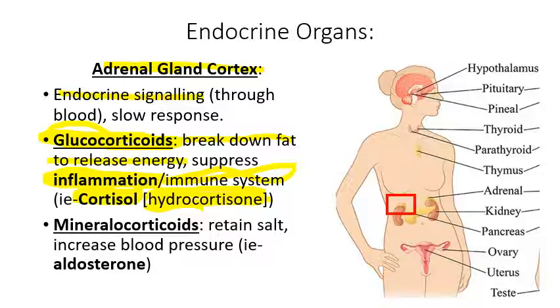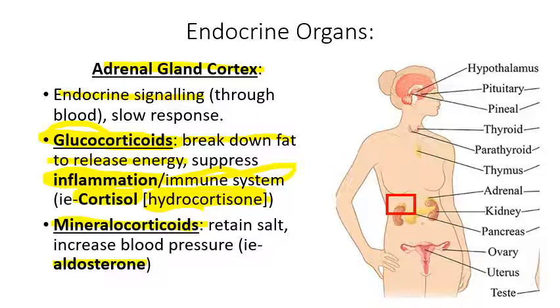All right, what about the other class? The other class that's visible here on the page are the mineralocorticoids. The mineralocorticoids cause your kidneys to retain more salt, which has the effect of increasing the blood pressure. And the one that we learned about already is called aldosterone. Right, so aldosterone is one of the mineralocorticoids that causes your kidneys to retain more salt.